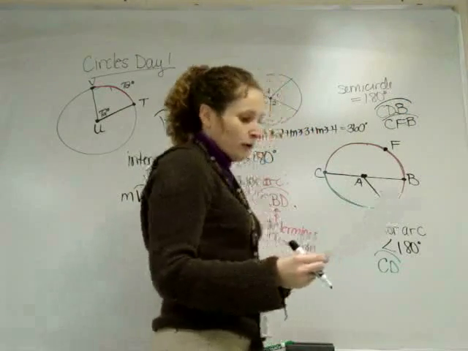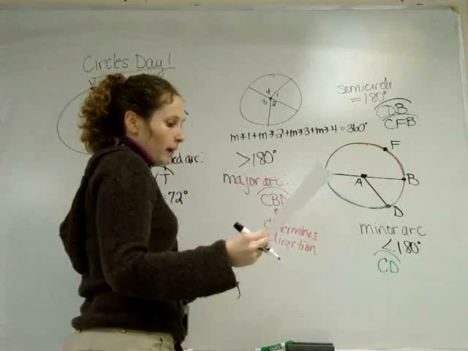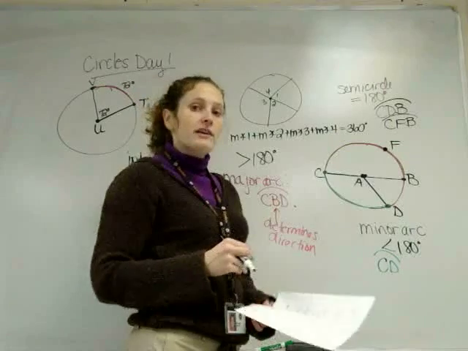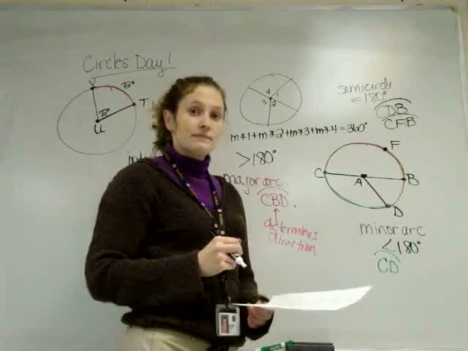All right, last example. Use the diagram to name a major arc, a minor arc, and a semicircle, assuming segment ON is a diameter. Go ahead and try now, and then I'll read the answers. Pause the video.